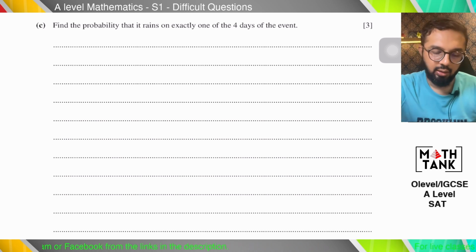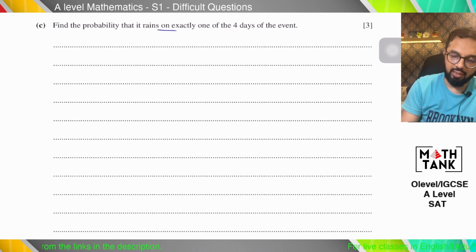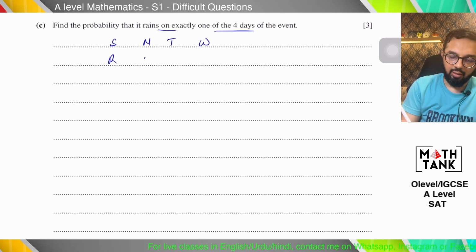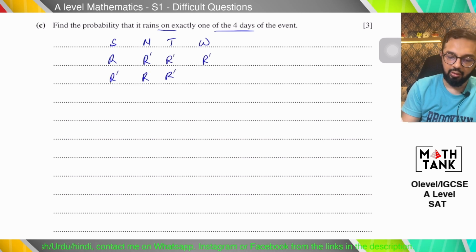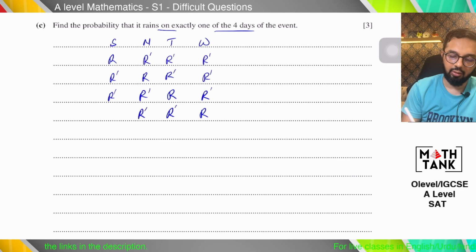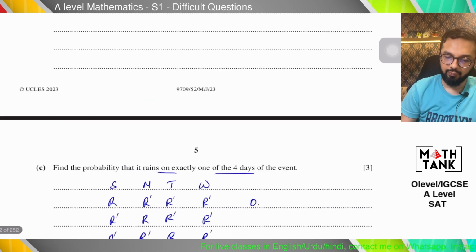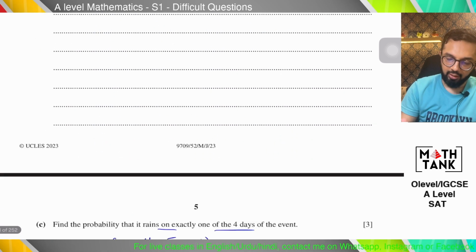Okay, part C says find the probability that it rains on exactly one of the days of the event. So Sunday, Monday, Tuesday, Wednesday. Let's say it rains on Sunday, then not rain, then not rain, then not rain. If it does not rain here, it rains here, then rain, not rain, not rain. Then not rain. I'm choosing each of these as one day that it could rain, so not rain, not rain, not rain. What's the probability of raining on Sunday? It's 0.4, I think. Okay.